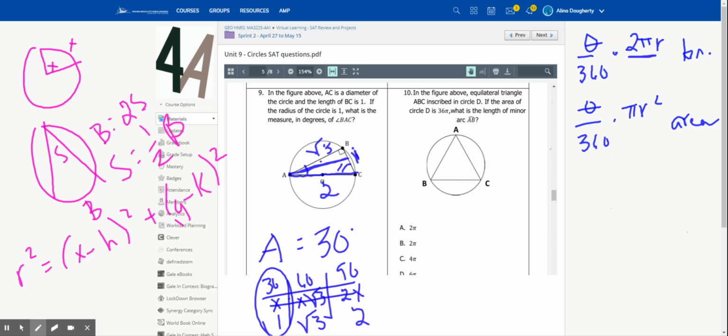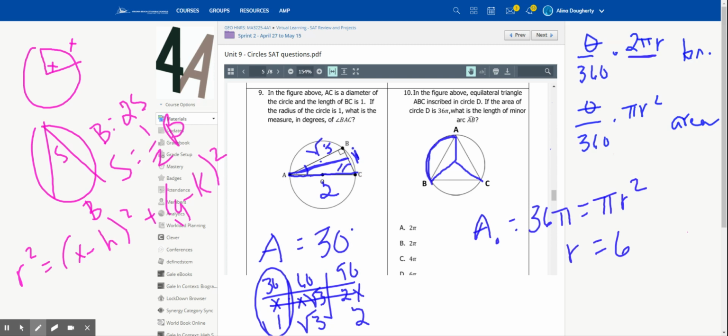In the figure above, an equilateral triangle is inscribed in circle D. The area of the circle is 36 pi. So if the area of the circle equals 36 pi, that's going to be pi r squared. By this point, you should just be able to say r equals 6. So if the radius equals 6, I can draw in some radii here. All of those blue lines are 6. What is the length of the minor arc AB?